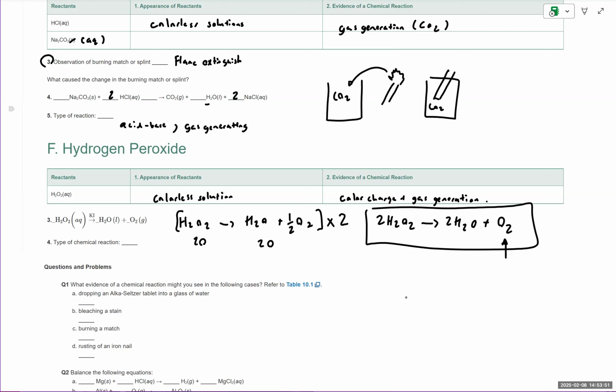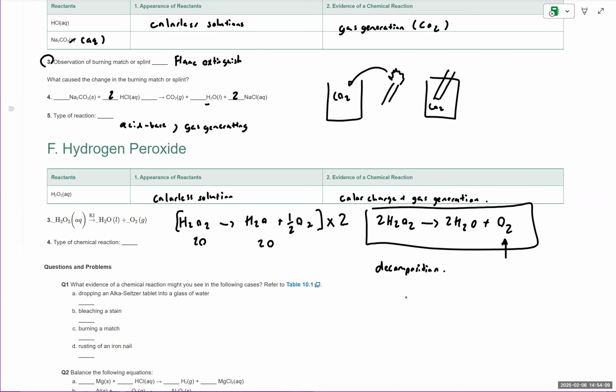In terms of what type of reaction this is, we have a compound generating 2 or more elements or compounds, and this is known as a decomposition. More specifically, a decomposition reaction.